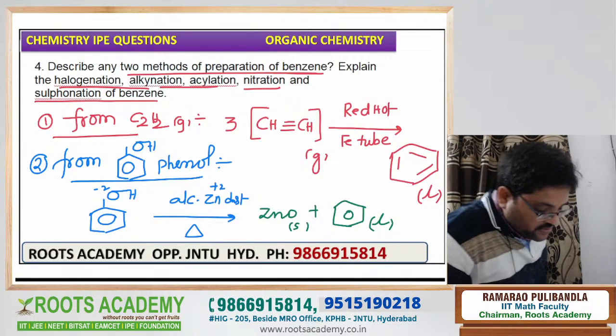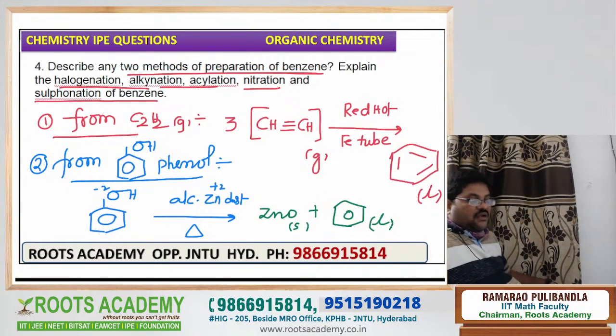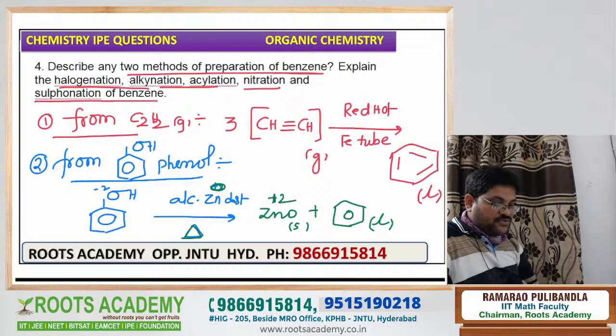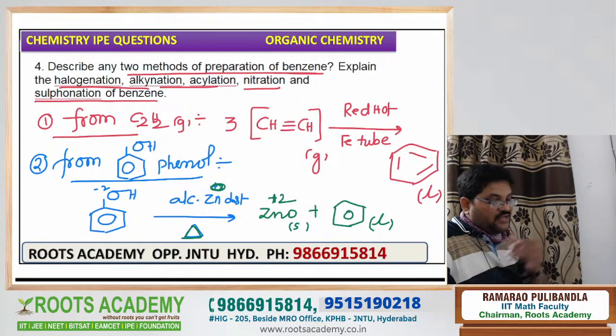How do you write the statement? Phenol is heated with alcoholic zinc dust. Removal of oxygen is called what? Reduction. Zinc in the 0 state becomes +2 state. So 0 becoming +2 means zinc is oxidized, that means phenol is reduced by the zinc dust, and we get zinc oxide and benzene from the phenol.